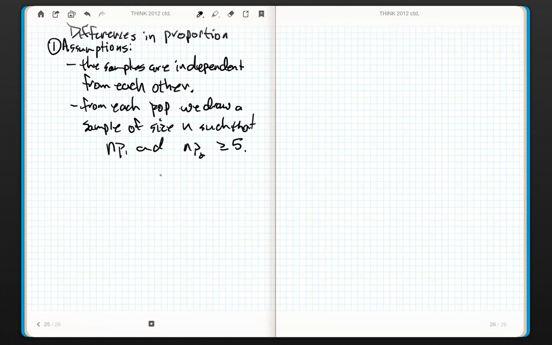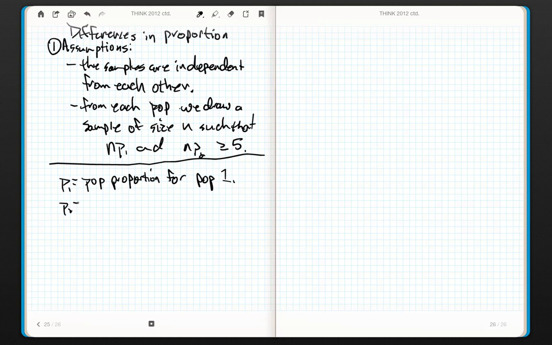Okay, now, the formulas for this are beefy. You're going to have to bear with me for just a second. Now, again, just kind of plant it in your brain, just to keep it simple. Think of P1 as the population proportion for population 1. In this case, the women. Okay, P2 equals population proportion for population 2. In other words, those are the parameters.